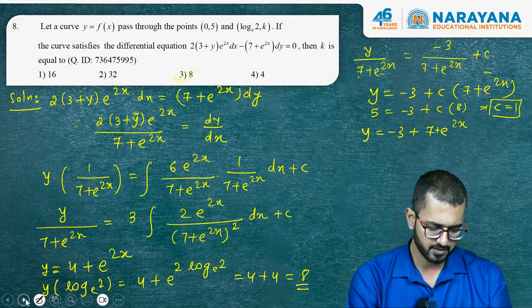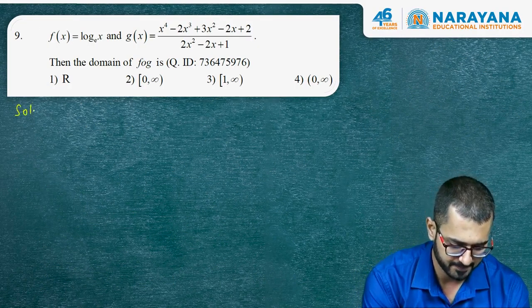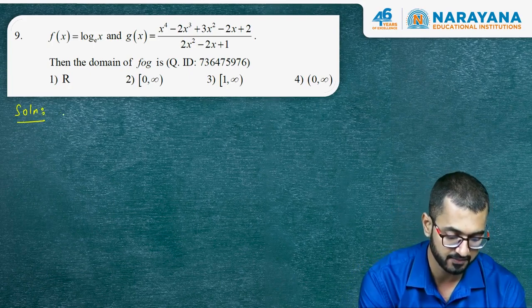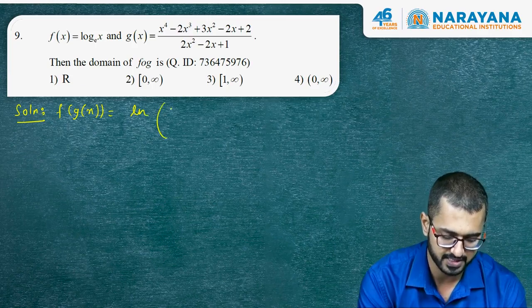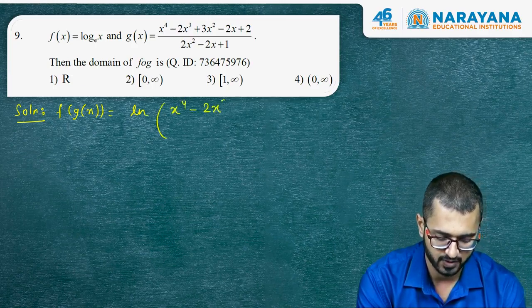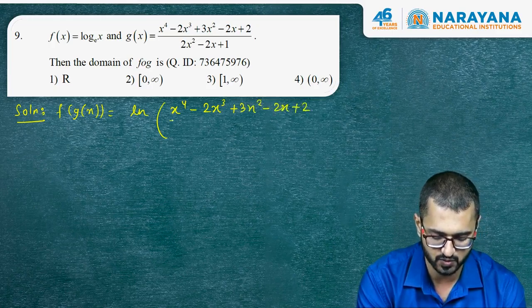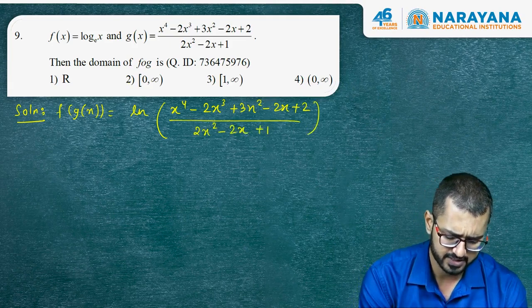Okay. Moving to the next part, question number 9. So we want the domain of f compose g. That means in f we will insert g. So f compose g of x will become ln of, and now g of x will go inside, so it will become x power 4 minus 2x cube plus 3x square minus 2x plus 2 over 2x square minus 2x plus 1. They just want the domain of this function.